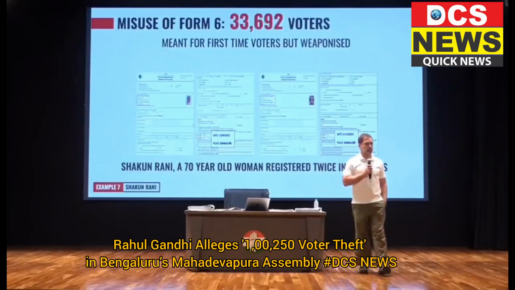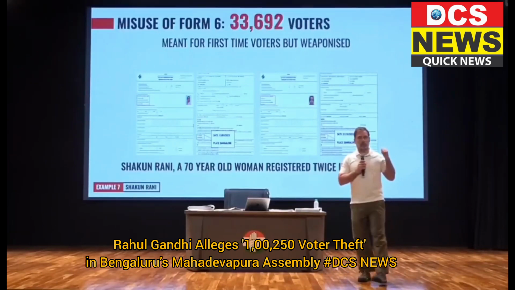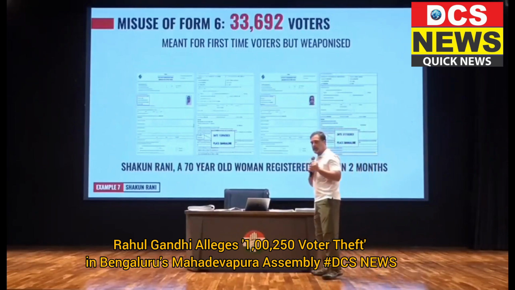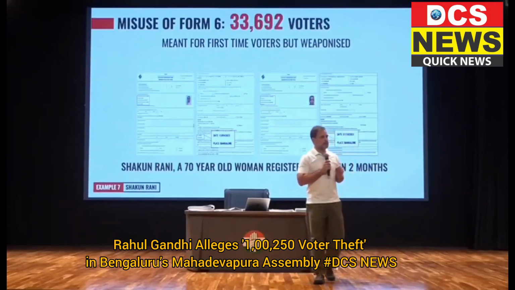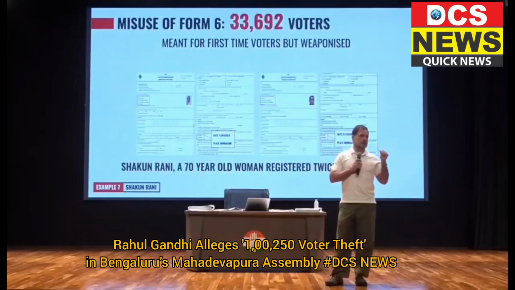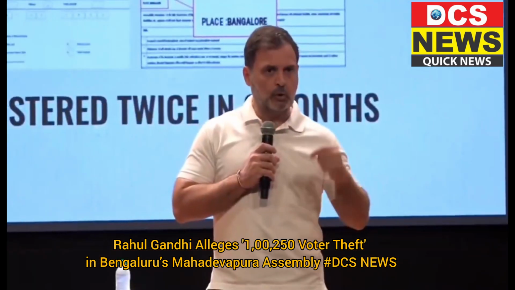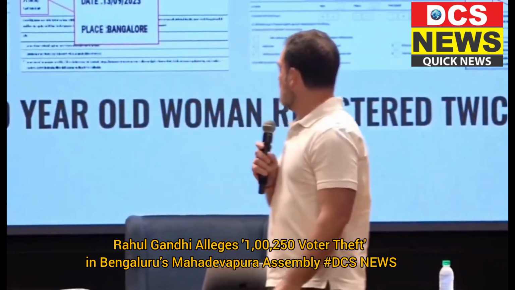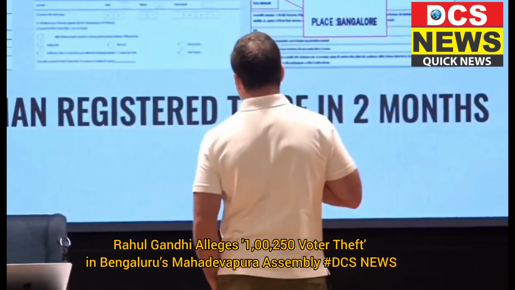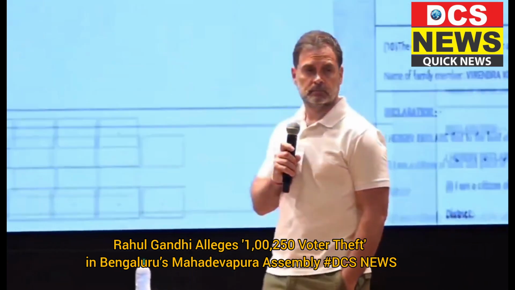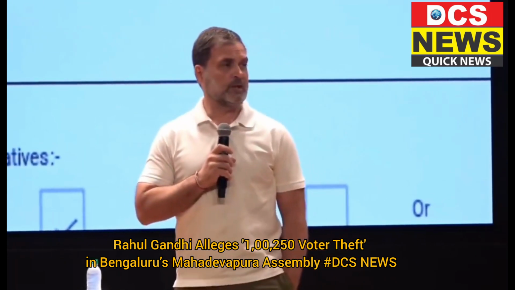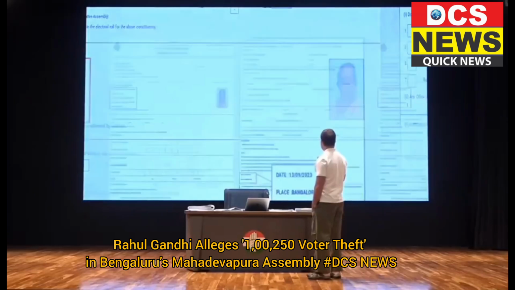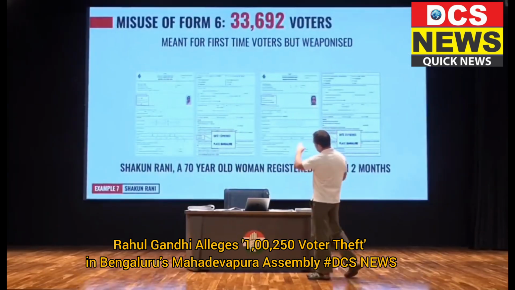33,692 voters are registered here. This basically is anybody who wants to vote for the first time can use this list, Form 6. So you go, you get into the Form 6, and then your name goes into the voter list. There's a lady called Shakun Rani, 70-year-old. Zoom out. That's her. And you see a very interesting thing here.